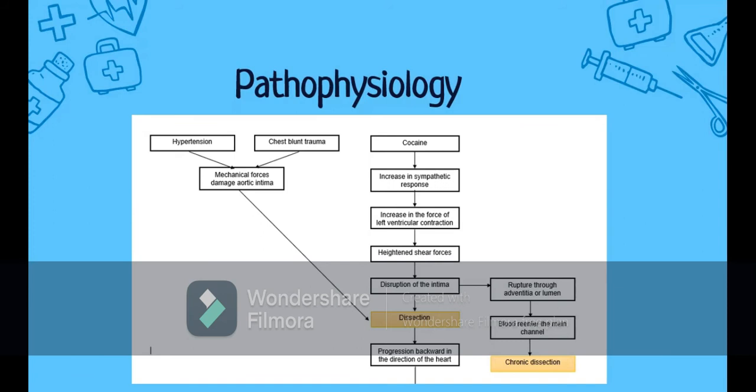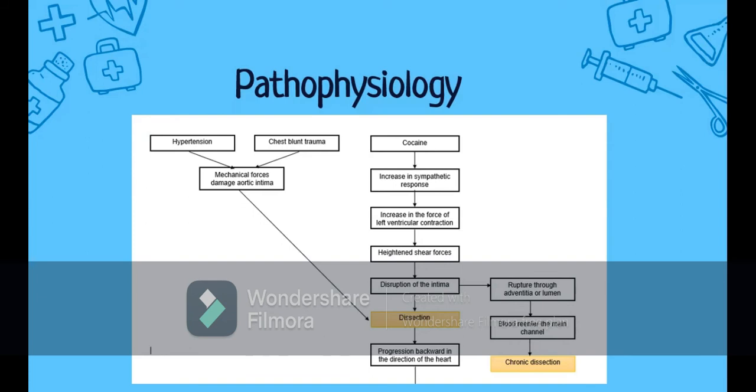A rupture may also occur through the adventitia or into the lumen through the intima. That allows blood to re-enter the main channel and results in chronic dissection or occlusion of branches of the aorta. As the dissection progresses, the arteries branching from the involved area of the aorta shear and occlude.